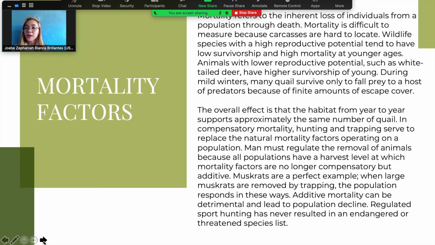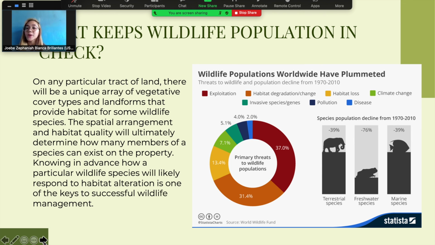Muskrats are a perfect example. When large numbers of muskrats are removed by trapping, the population responds in these ways. Additive mortality can be detrimental and lead to population decline. Regulated sport hunting has never resulted in an endangered or threatened species listing.